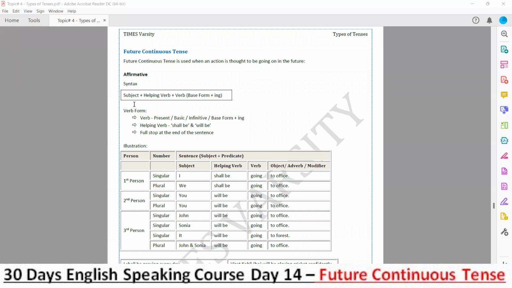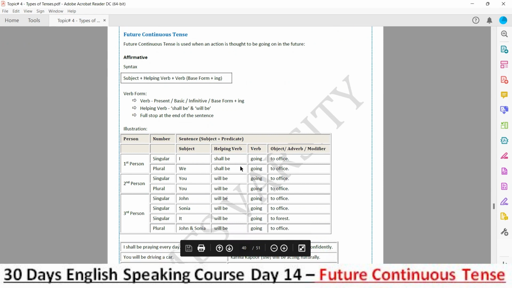Syntax for affirmative: subject plus helping verb plus verb, and the verb form is the present form with ing, that is the fourth form of verb, the ing form of verb. And here two helping verbs are used: shall be and will be. So compared to future indefinite, the extra word be is added in the helping verb. And since it is affirmative, there is a full stop at the end of the sentence.